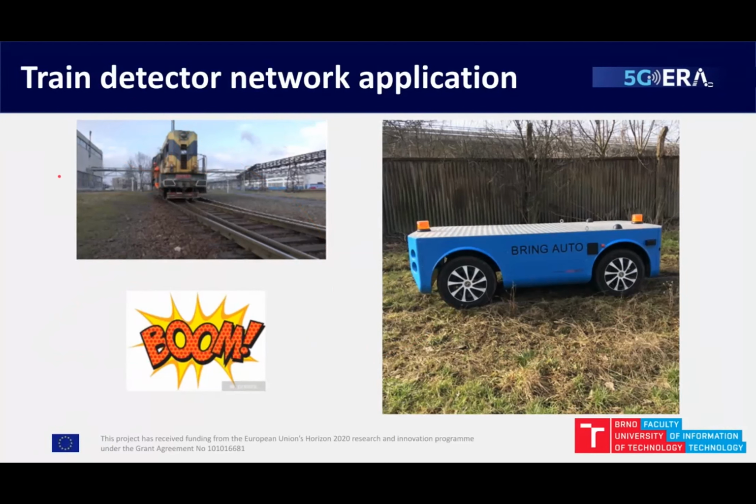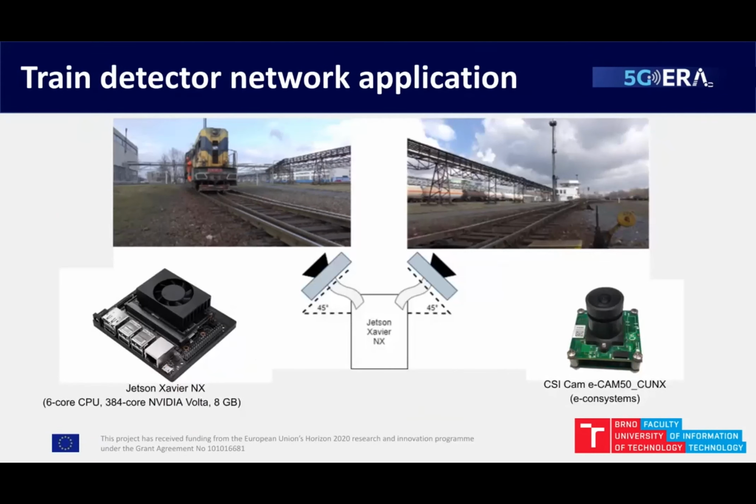So this network application is meant to run in the way that the robot will approach the train crossing. It will look if there are any trains moving, and if there are no trains, it can safely cross the train crossing. The first version of this application was based on this Jetson Xavier platform, which was mounted directly on the robot, and it uses two cameras to look at both sides of the train crossing.